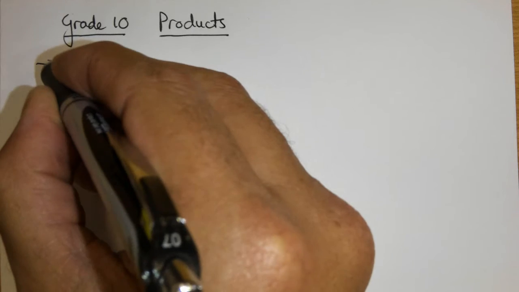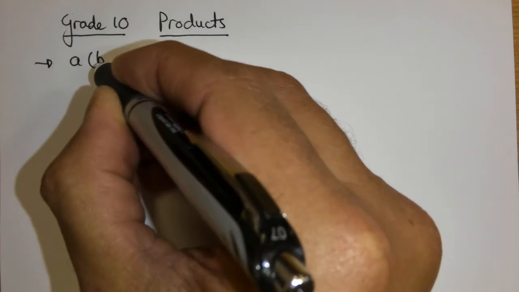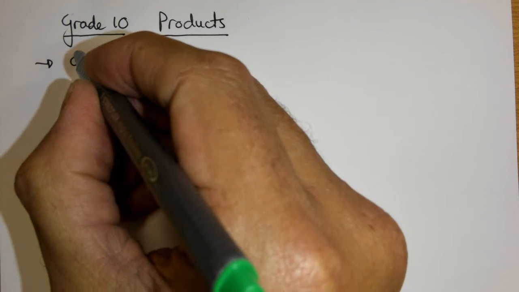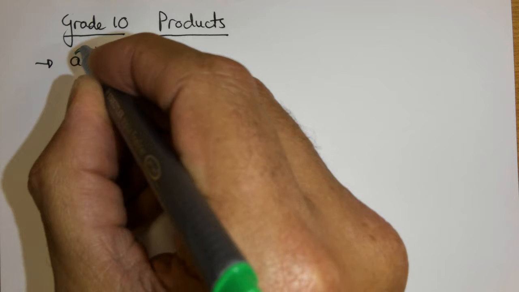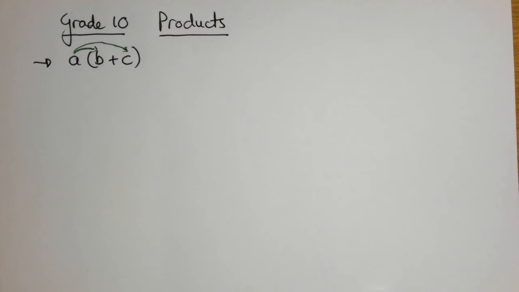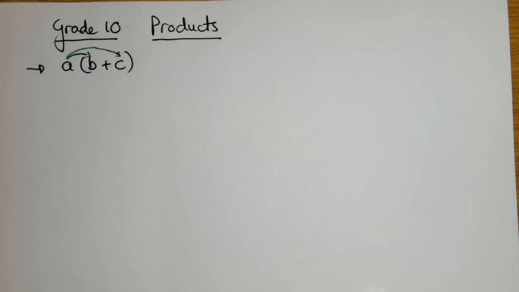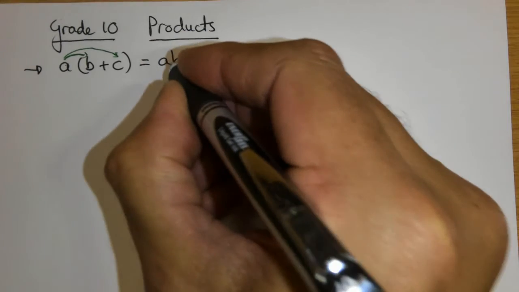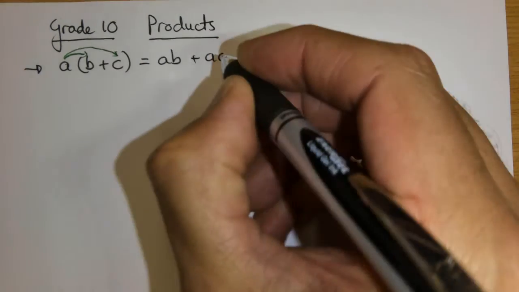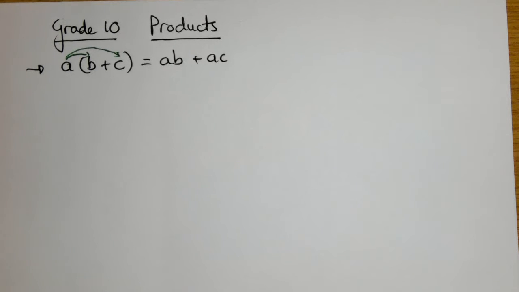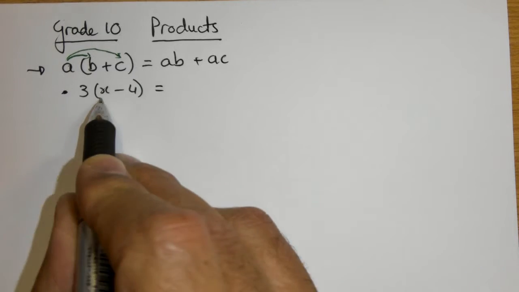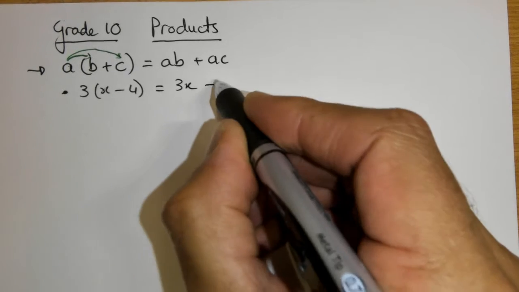The first form I want to look at is if you take something and you distribute it into a bracket. Now remember, your distributive law says the A multiplies with the B and then you add it with the product with C. So what do I have? I have A times B plus A times C. Now that's quite easy if it looks as simple as this. If it is 3 times x minus 4, it's a simple 3x minus 12.